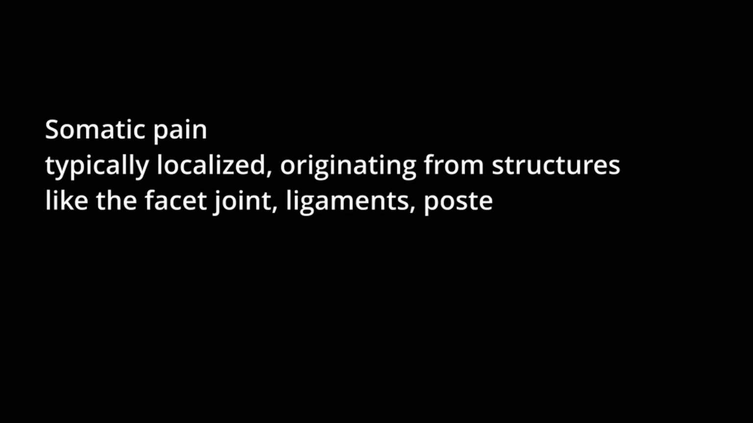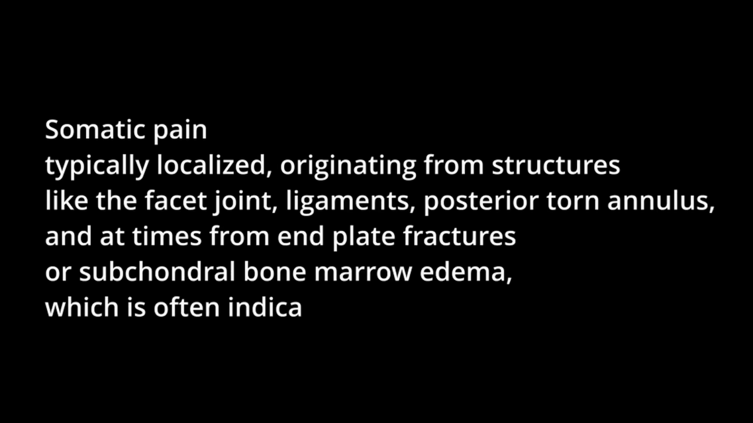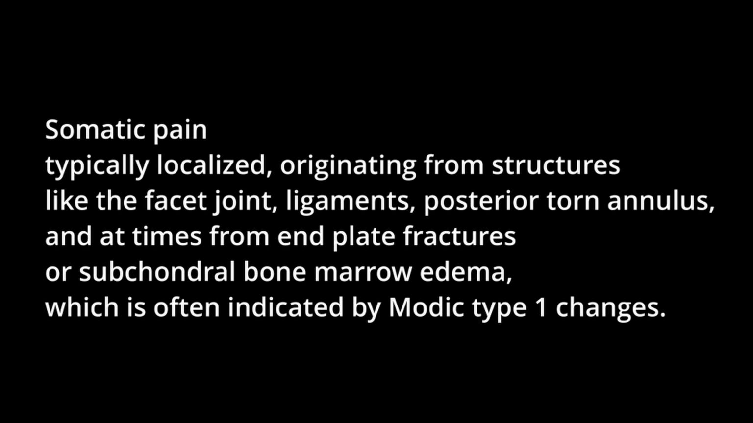It includes understanding the classification of spinal pain and exploring the various interventional treatment options for each type of pain generator. First, let's clarify spinal pain classification into 2 main types: somatic and radicular pain. Somatic pain is typically localized, originating from structures like the facet joint, ligaments, posterior torn annulus, and at times from end plate fractures or subchondral bone marrow edema, which is often indicated by modic type 1 changes.